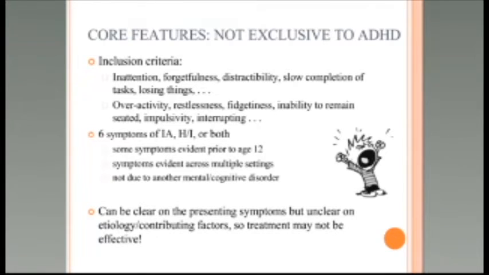And in order to have a diagnosis of ADHD, at least 6 symptoms of those lists previously presented of inattention, hyperactivity, impulsivity, or both types, the combined type of ADHD, must be evident. The criteria specify that some symptoms must be present prior to age 12 if this is an adolescent or adult that is presenting for the first time, and that symptoms should be evident across settings, and that they're not due to another mental or cognitive disorder. And that is important because we want to make sure that diagnosis is appropriate.